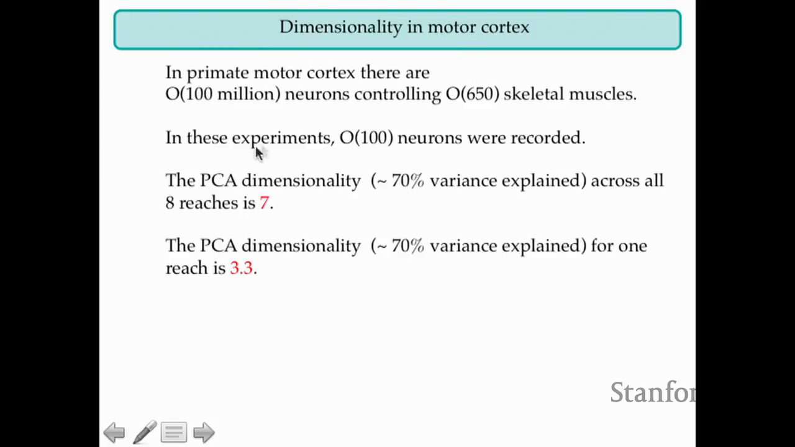In primate motor cortex, again, there are about 100 million neurons controlling 650 skeletal muscles. And in these experiments, we recorded about 100 neurons. The PCA dimensionality, which is roughly the number of principal components you need to explain 70% of the variance, across all 8 reaches is about 7. The dimensionality to explain just one reach, the variance in neural activity across one reach, is about 3.3.